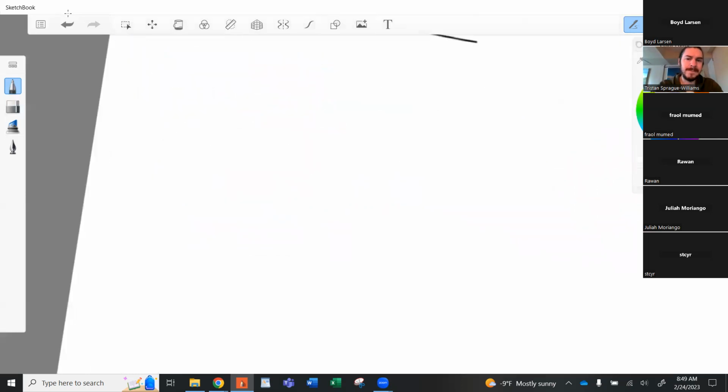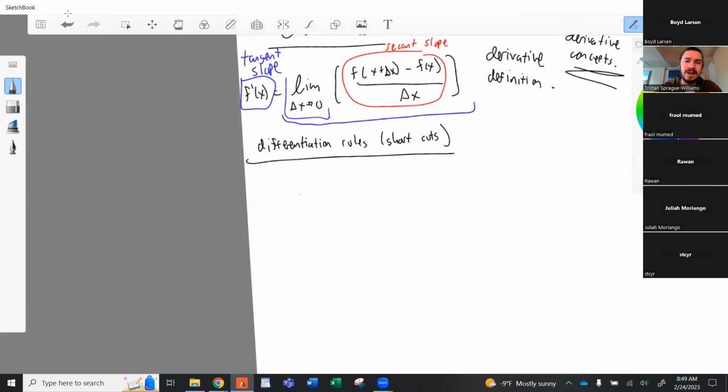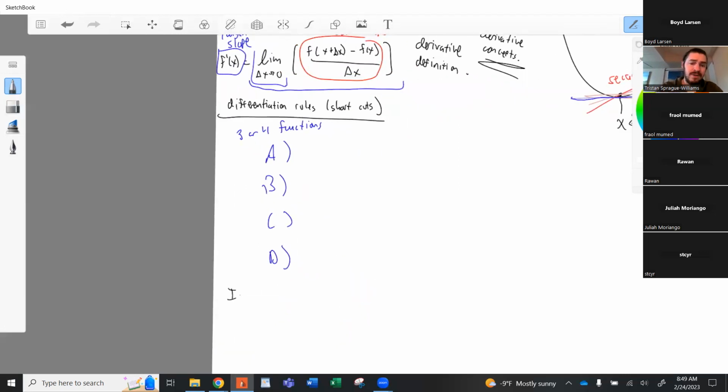But then we also have differentiation rules, the shortcuts. So this is where I'm just going to give you probably three or four functions. I'll just give you some functions and have you take the derivative. Okay. We also have implicit differentiation. Okay, so there'd be one of those.